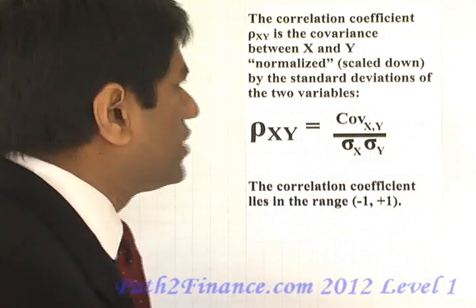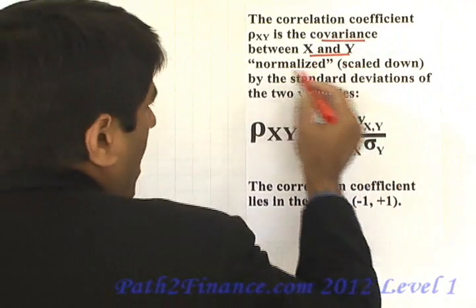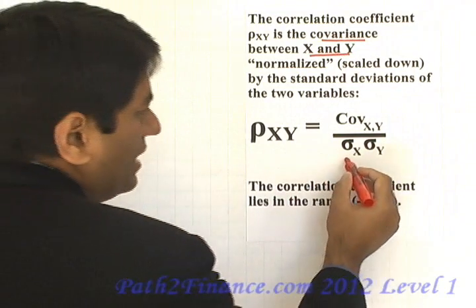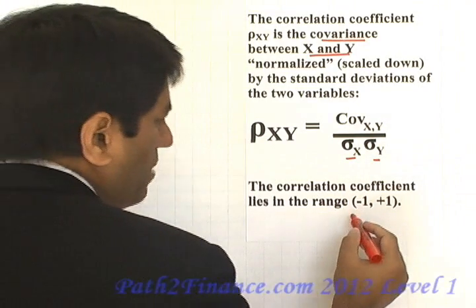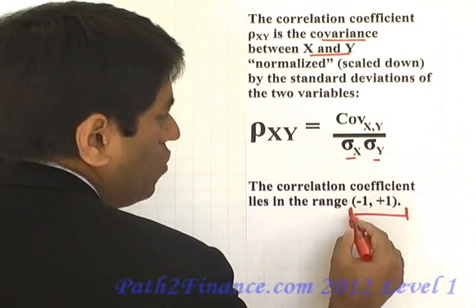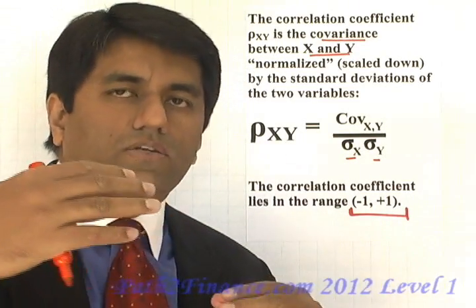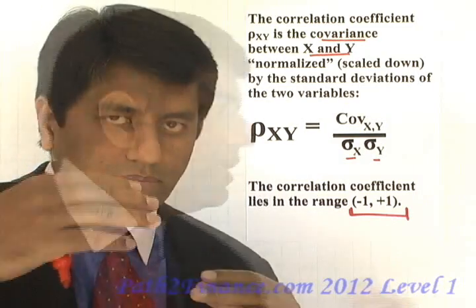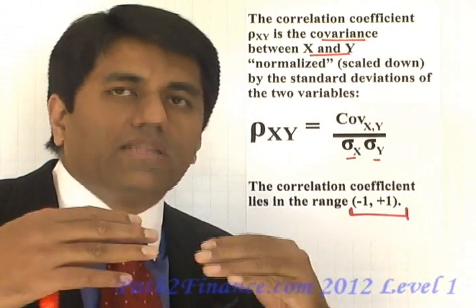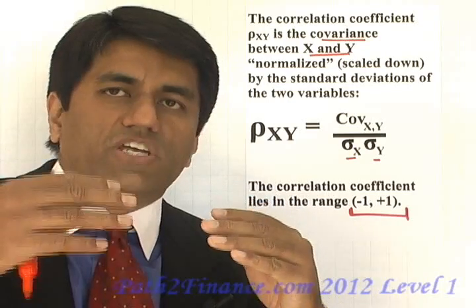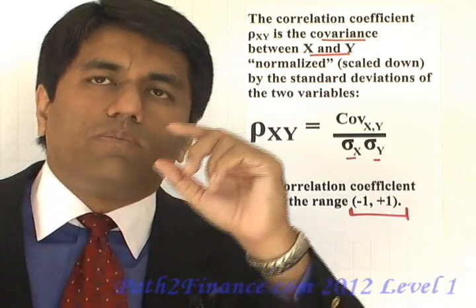The correlation coefficient between two variables is the covariance between those variables normalized, that is scaled down by the standard deviation of those two variables. So this makes it dimensionless. And the correlation coefficient must lie in the range -1 to +1. A correlation coefficient of -1 means that the two variables are perfectly negatively correlated. Similarly, a correlation coefficient of +1 is perfect correlation. Here the two variables move in the same direction and you can exactly predict how much one variable is going to move from the movement of the other variable.